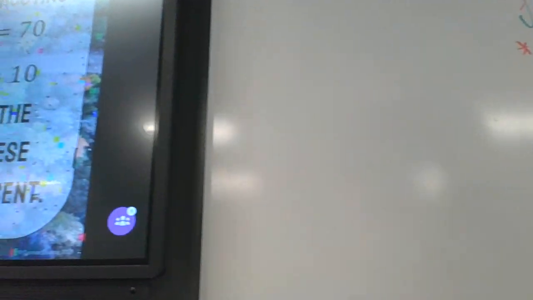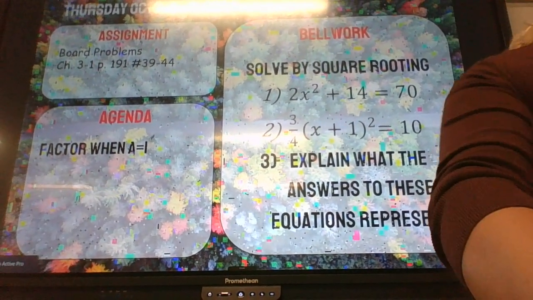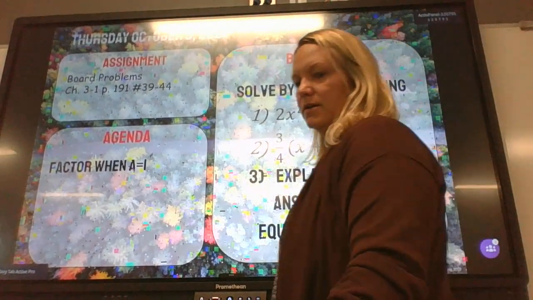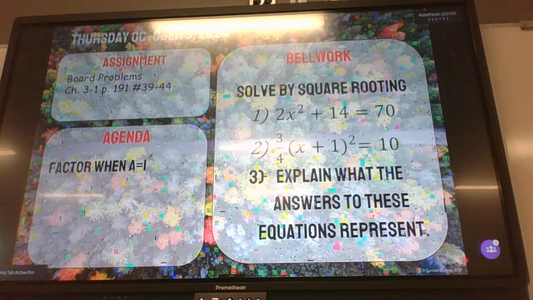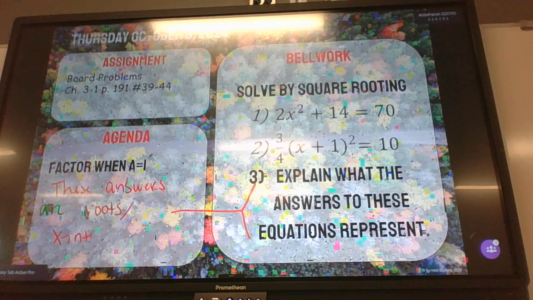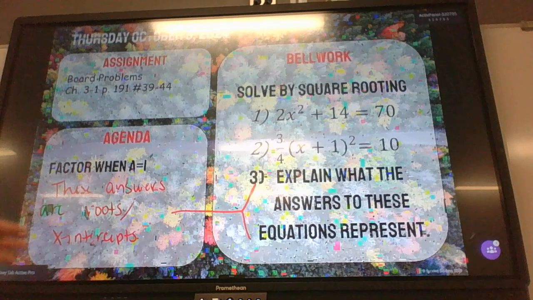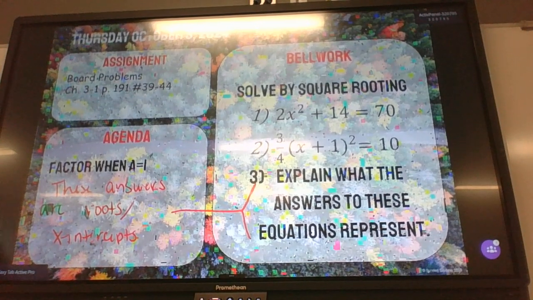What do these answers represent? Anybody have an answer for three vocabulary words that maybe we talked about 2 days ago? These answers are x-intercepts. And the word we talked about the other day was roots. So roots and x-intercepts are the same thing. Okay, so the reason, so chapter one, chapter two, we graphed a lot of regular numbers. It was integers. It was like positive 3, negative 3, negative 4. What is this? Right?